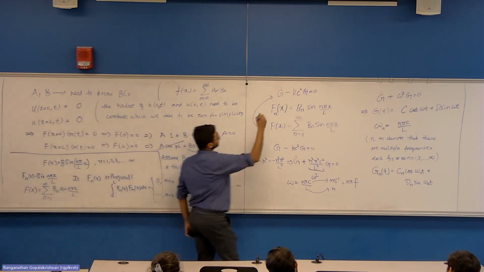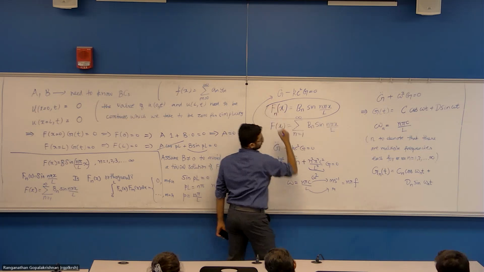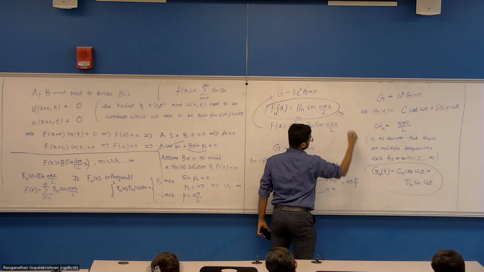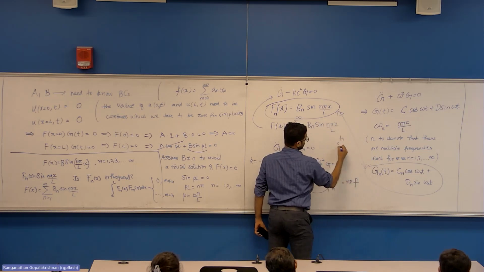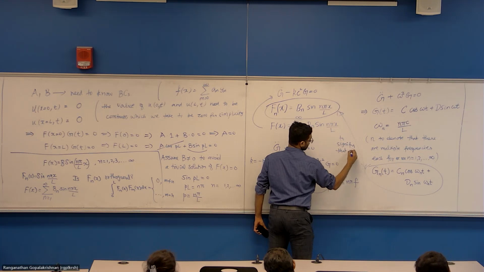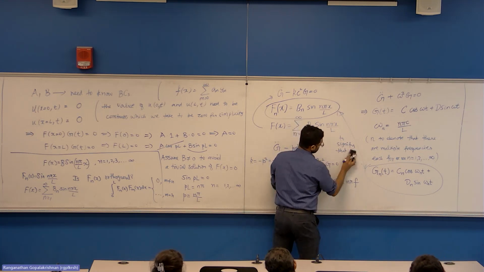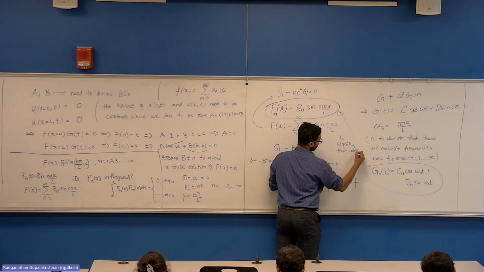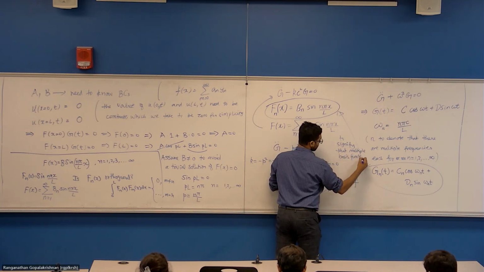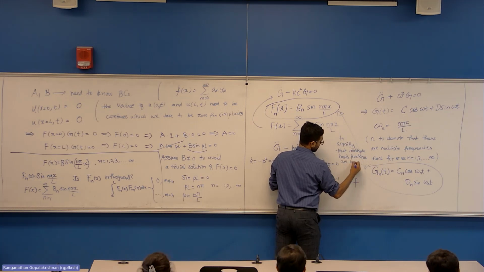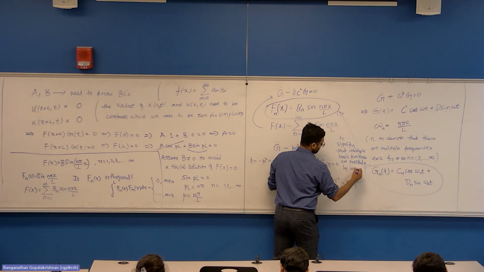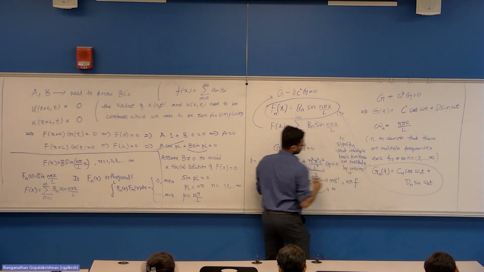So this notation and this notation is to signify that multiple basis functions are possible by varying n.